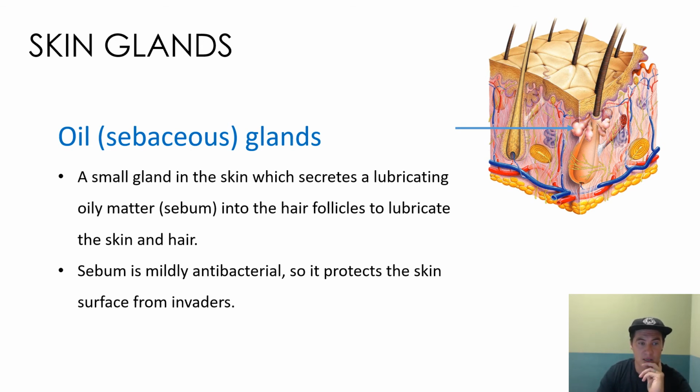So we have our sebaceous or oil glands. They secrete this oily matter called sebum. They secrete that into the space of the hair follicle to lubricate skin and hair. Sebum is mildly antibacterial, so it provides a surface that can be detrimental to bacteria. So it's part of the immune function of protecting us against foreign invaders or baddies.